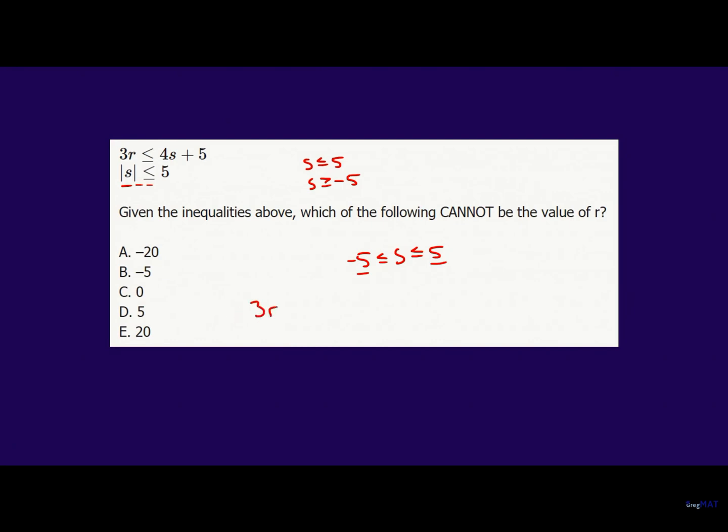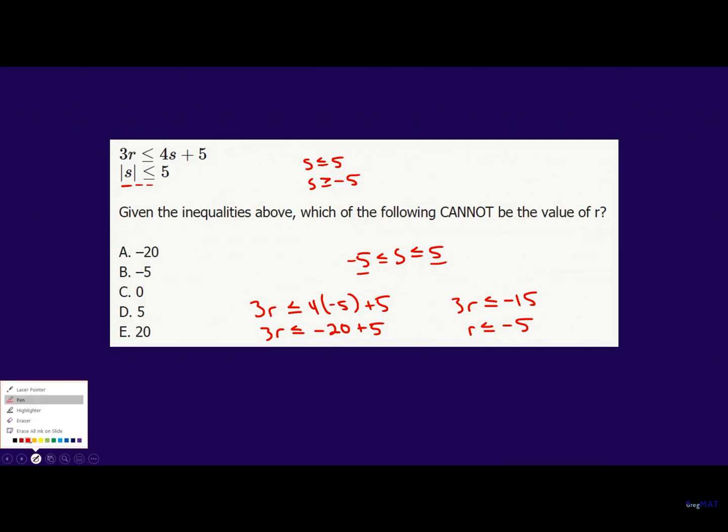So 3r is less than or equal to 4 times negative 5 plus 5. That means 3r is less than or equal to negative 20 plus 5, which means 3r is less than or equal to negative 15. Divide both by 3. R is less than or equal to negative 5. Okay, any question about this one? All right, now plug in the 5, see what happens.